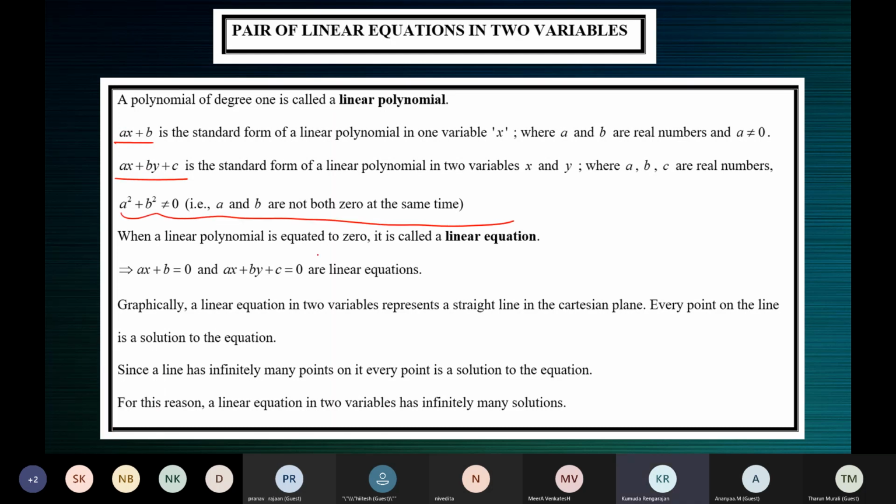That's what you see so far. And I told you this: when a linear polynomial is equated to 0, it is called a linear equation. So that means when this is a linear polynomial and you equate it to 0, it's a linear equation. This is the standard form of a linear polynomial in two variables x and y. Equated to 0, it's a linear equation. When these are equated to 0, they are linear equations. This one is in one variable x, this one is in two variables x and y.